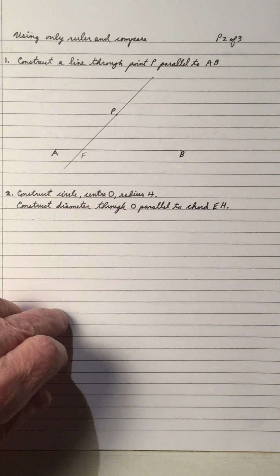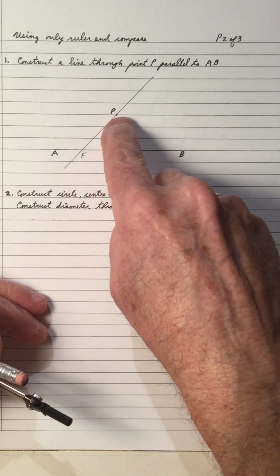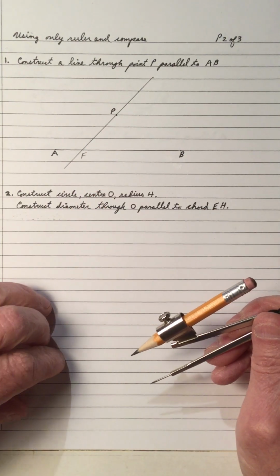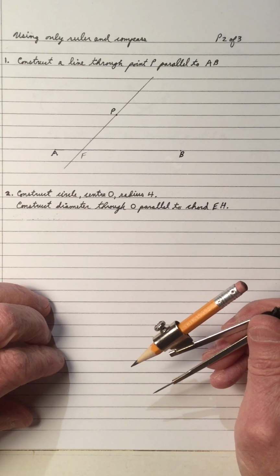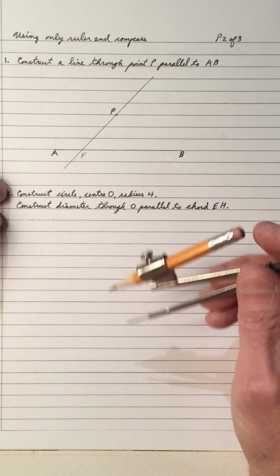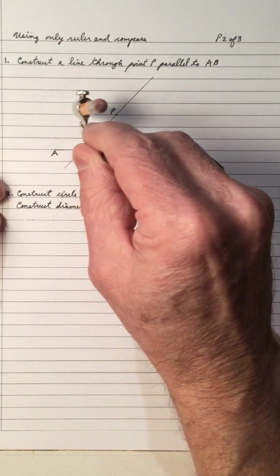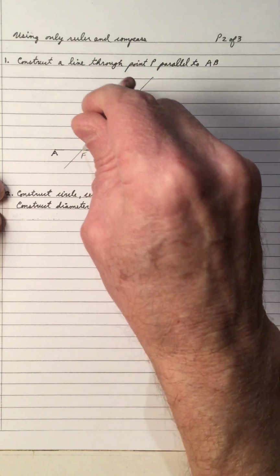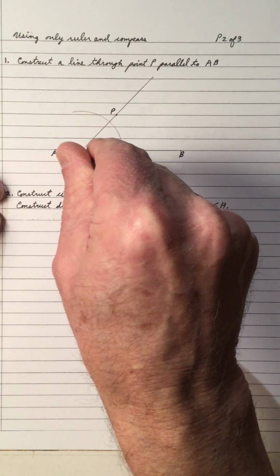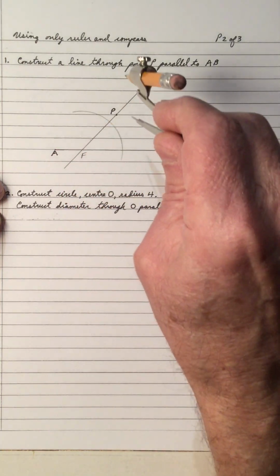Now, to get a line through P parallel to this one, we're going to construct corresponding angles equal, because if corresponding angles are equal, then the lines are parallel. So I'm going to place the compass at F with whatever radius is convenient. This is a convenient radius here. So draw an arc to cut PF and FB.